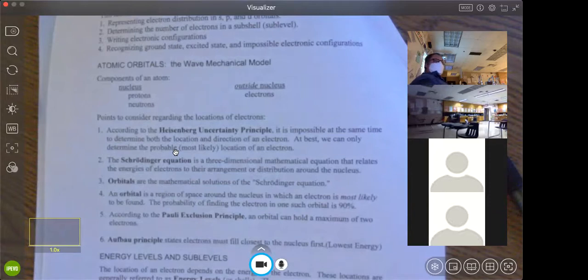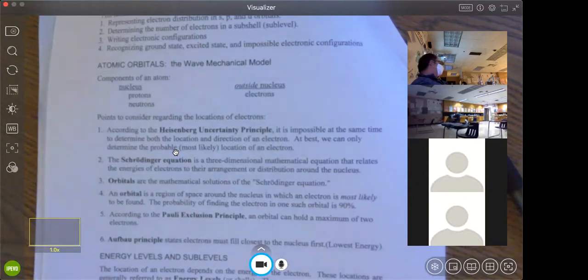The Schrodinger equation is basically a 3-dimensional mathematical equation that gives you x, y, and z of space. And these spaces are spaces around the nucleus. Orbitals are these XYZ coordinates, these locations, these solutions to the Schrodinger equation.